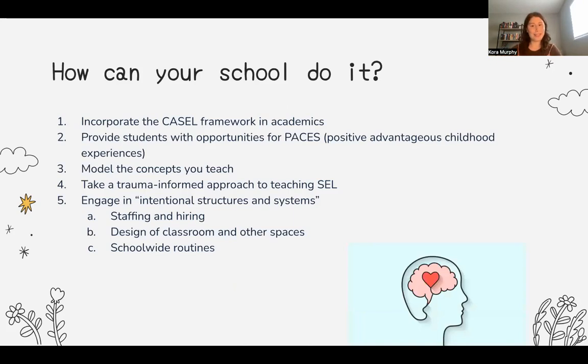All right, moving on to conclusions. How can your school do it? And I didn't put how can you do it. It's really important that it's a school-wide approach. I have listed 5 things through all the articles and the research that I've read. Here are 5 main things that I think if you implement these, social emotional learning can be effective. Incorporate the CASEL framework in academics, those 5 social skills that we talked about previously. Provide students with opportunities for PACEs, positive, advantageous childhood experiences. Create a really good relationship with your students. Model the concepts that you teach. Take a trauma-informed approach to teaching SEL. How can you be sensitive to students experiencing trauma?